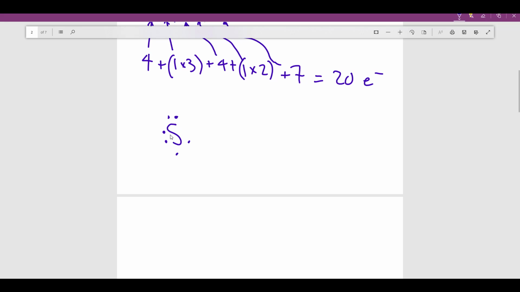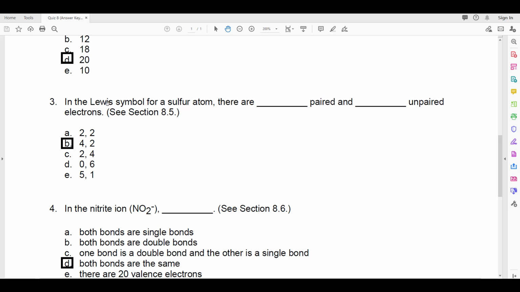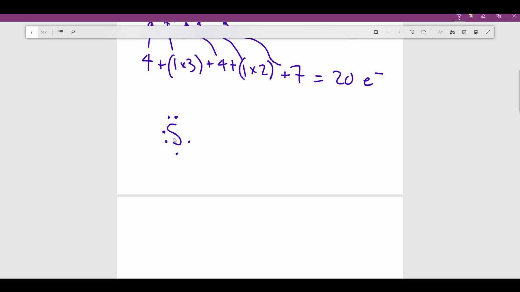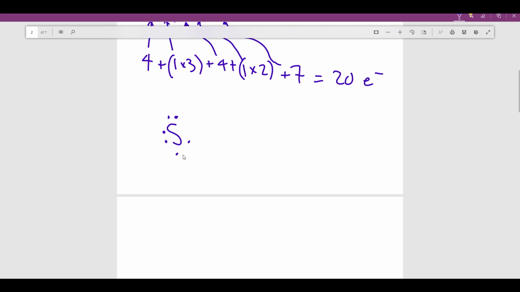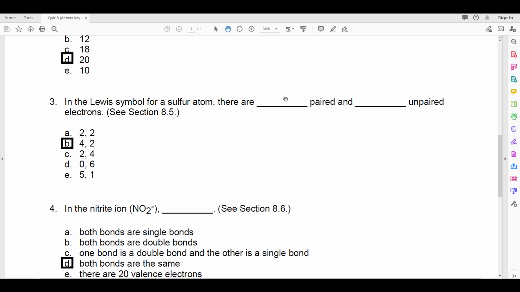It has two pairs, I guess, and then 2 electrons that are not paired, okay? So with that said, in the Lewis symbol for sulfur atom, there are how many paired electrons and how many unpaired electrons? Well, there are 2 pairs of electrons, but how many electrons total of paired electrons does that consist of? Yeah, it's 4. I've got 1 electron here, 1 electron here, 1 electron here, and 1 electron here. That's 4 total electrons that are all in the pairs. So how many total electrons are paired? There are 4. How many unpaired electrons are there? There are 2. So the Lewis symbol for sulfur has 4 paired electrons and 2 unpaired electrons, which lines up with option B.